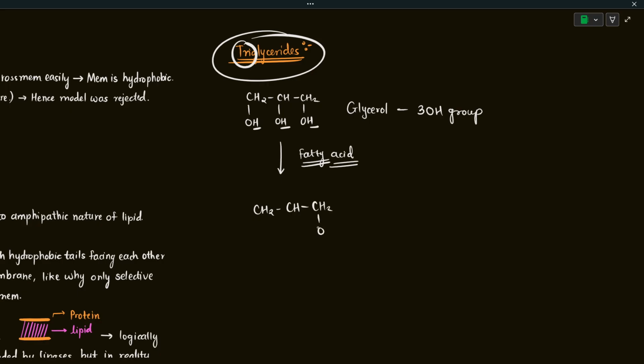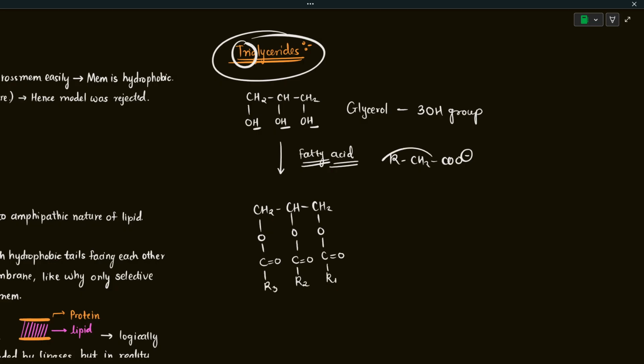CH2. So this O has oxygen. So the reaction occurs between the acidic group and the oxygen. So it will have the acidic group, C double bond O, and it will have its own fatty acid chain, R2, C double bond O, R3.